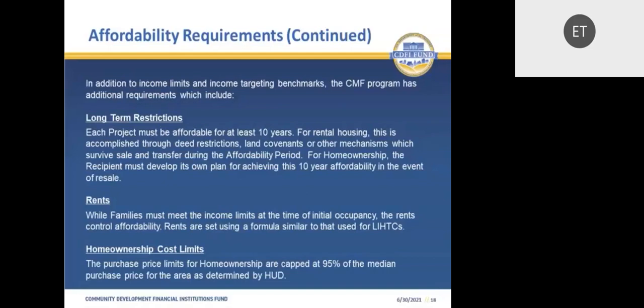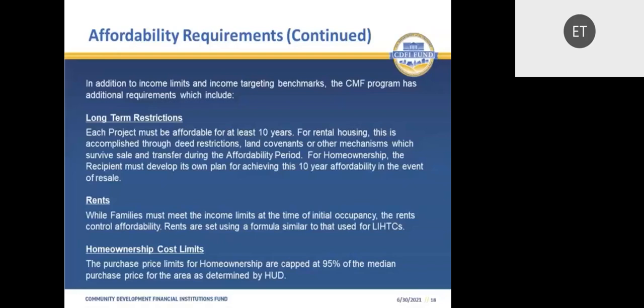Long-term restrictions: each project must be affordable for at least 10 years. For rental housing, this is accomplished through things like deed restrictions or land covenants or other mechanisms that are going to survive the sale or the transfer of the property during that 10-year affordability period. For homeownership, it's a little different. The recipient has to develop its own plan for achieving 10-year affordability should there be a resale of an individual house. In terms of rents, the families must meet the income limits at the time of initial occupancy. The rents control affordability, and the rents are set using a formula very similar to what you see used for the low-income housing tax credit, or LIHTC, program.